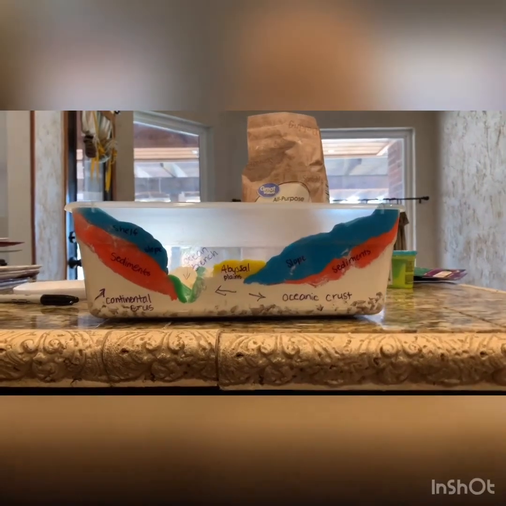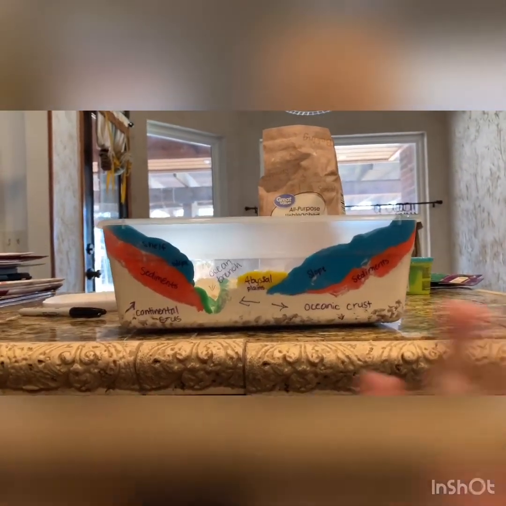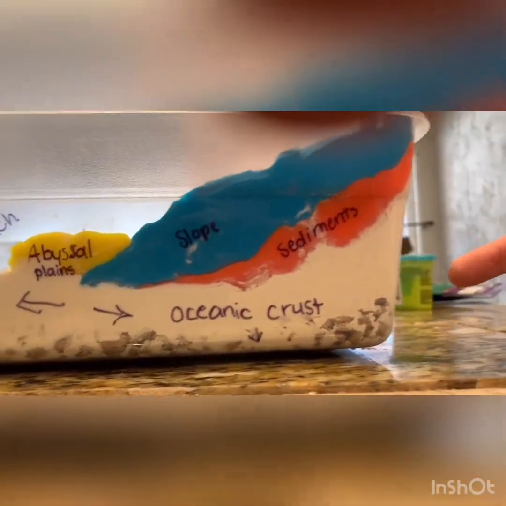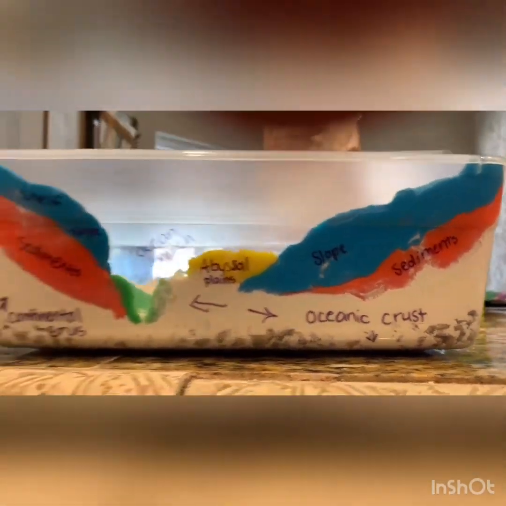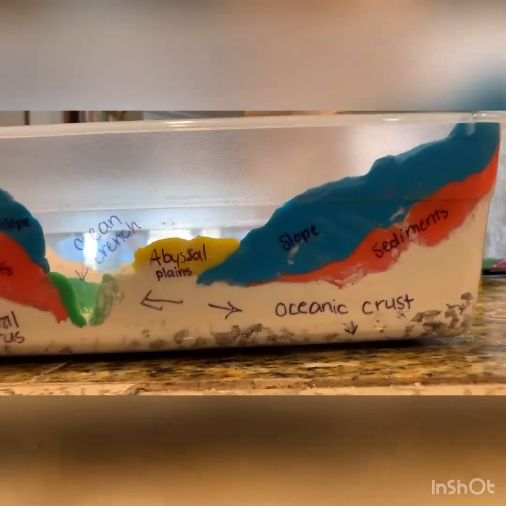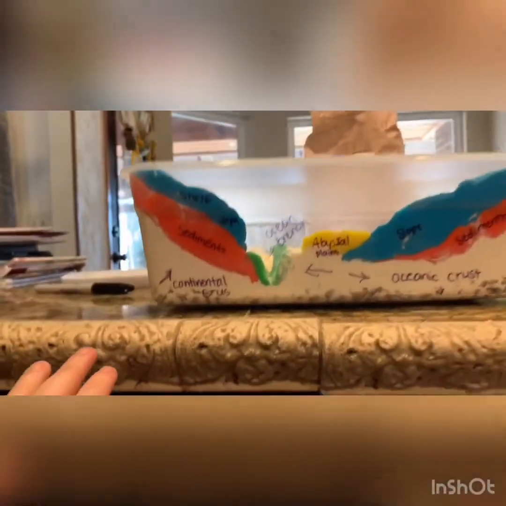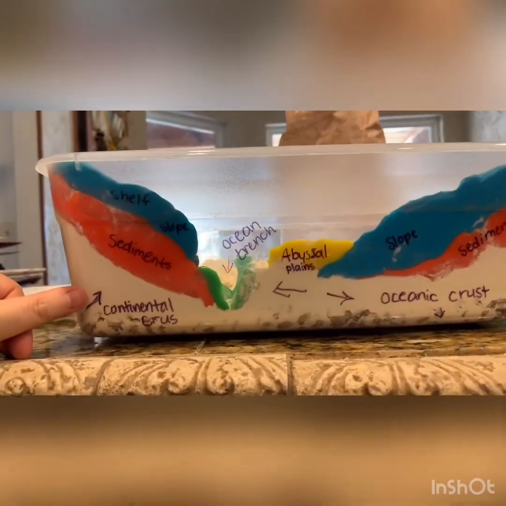Okay, so for right now, I'm just gonna talk about what each of the features are. So down here I had beans, but as you can tell, the flour actually kind of fell through to it. And so the beans are acting as our oceanic crust. The flour that I used, the all-purpose unbleached flour, is our continental crust.